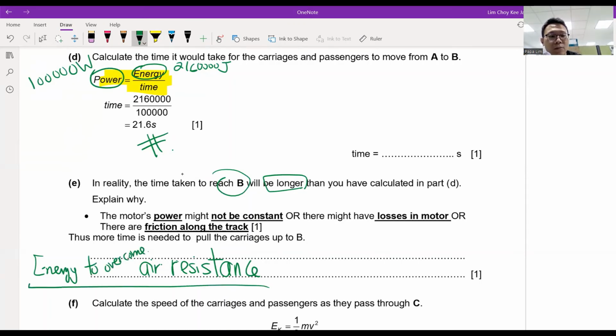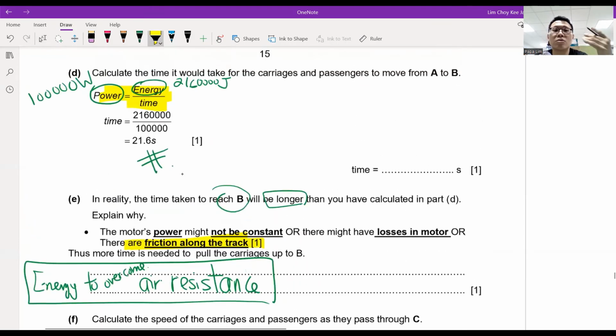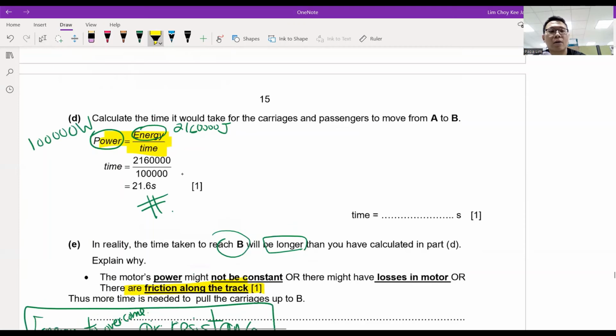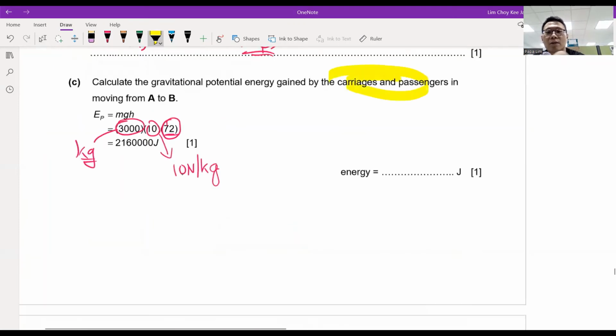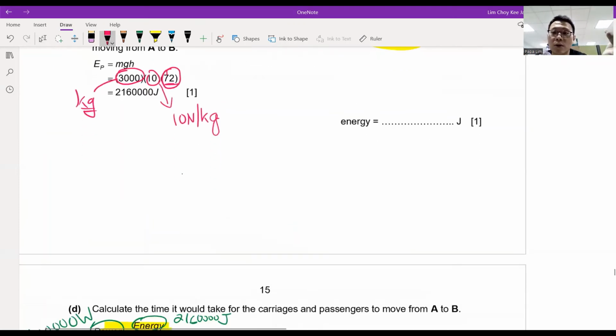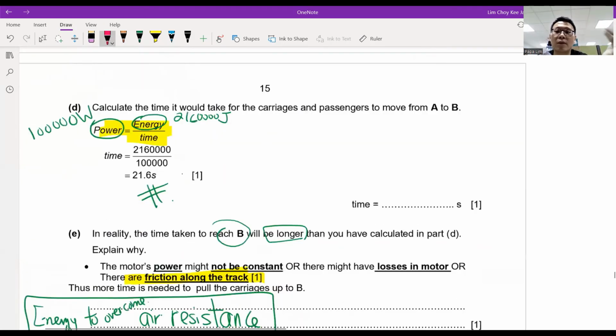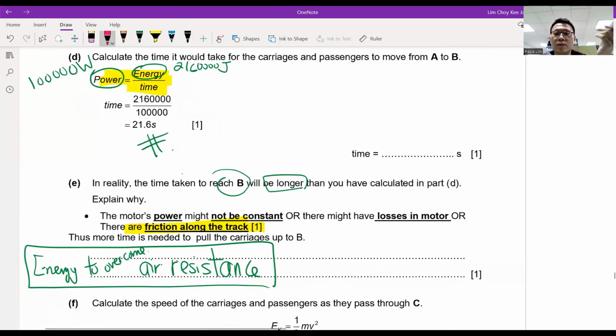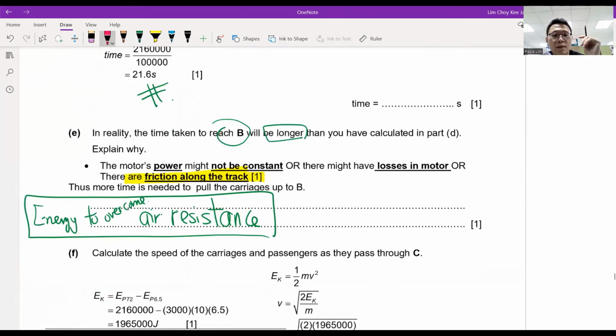This will definitely take out some of the energy generated by the electric motor. Similarly, there might be friction along the track, which also zaps up some of the energy generated by the motor. At the end of the day, with some of the energy being diverted to all these losses, the energy used to actually increase the height of the carriage and the passenger will be lower. As a result, it will take more time to transfer the carriage up to point B.